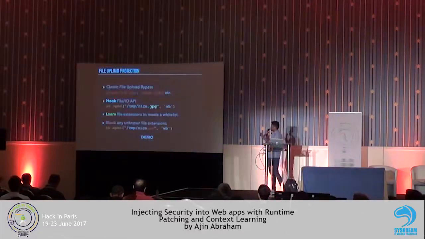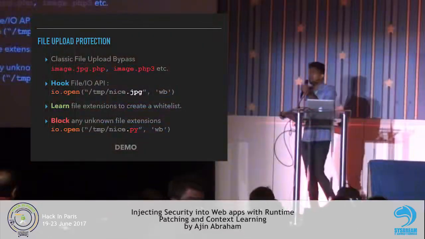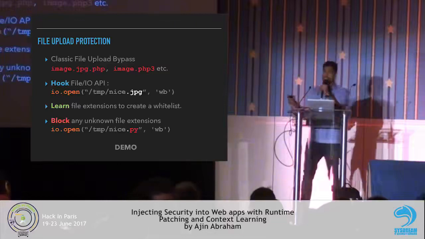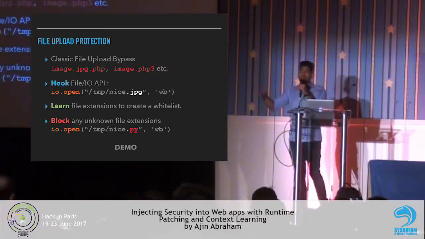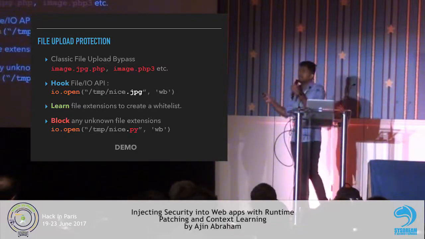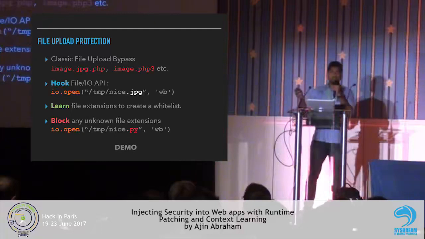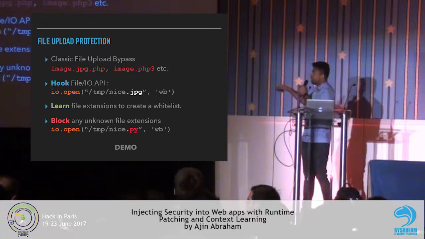moving on, the other thing, file upload protection. In the previous presentation, there was some mention of the typical classic PHP file upload bypass, where you bypass the restriction by changing the extension of the file name to something else. Those things happen due to insecure coding, not really a vulnerability as such, but mostly due to insecure coding practices. We even take care of that as well.